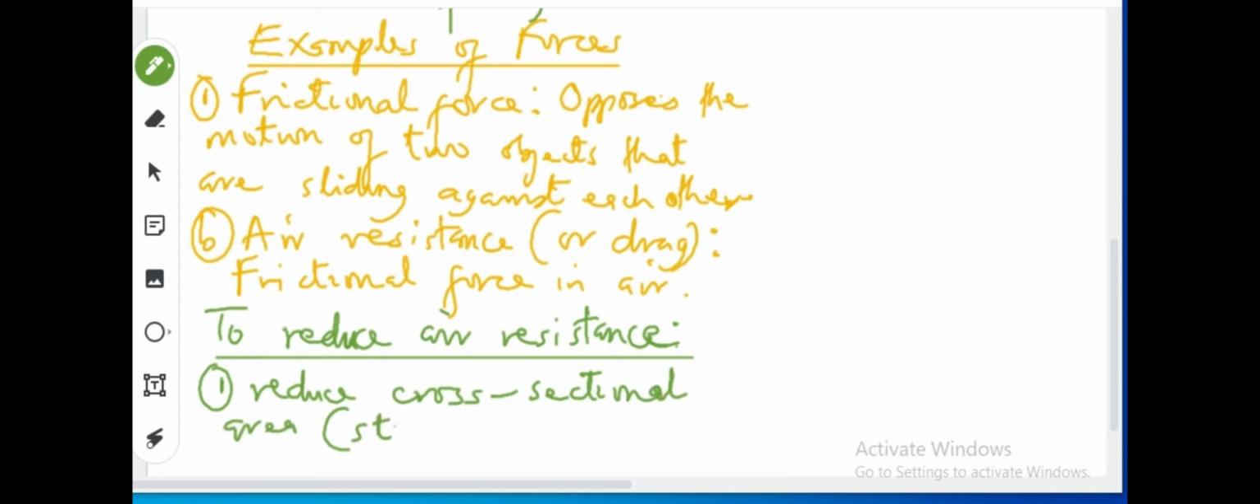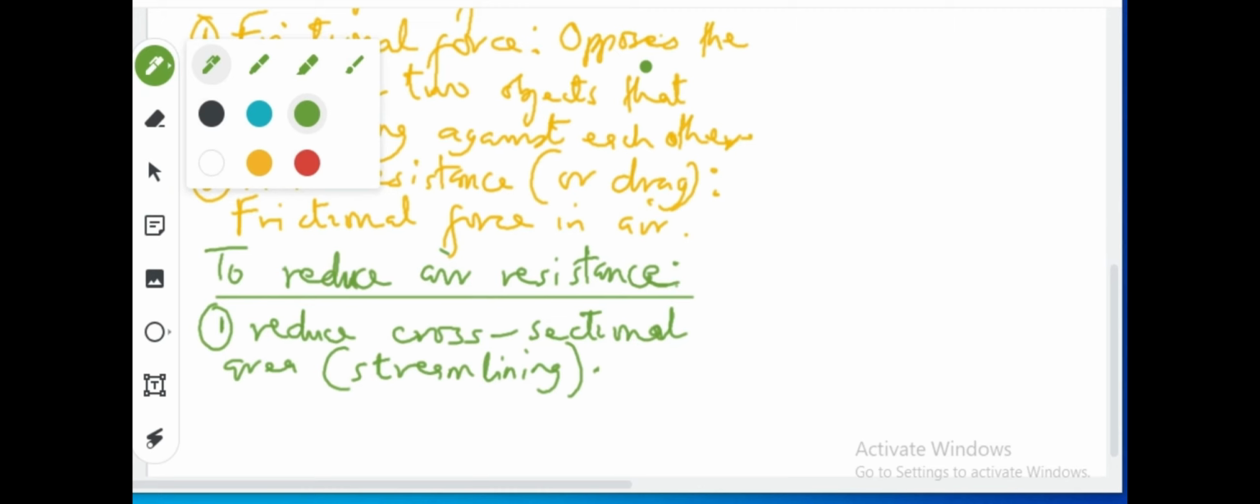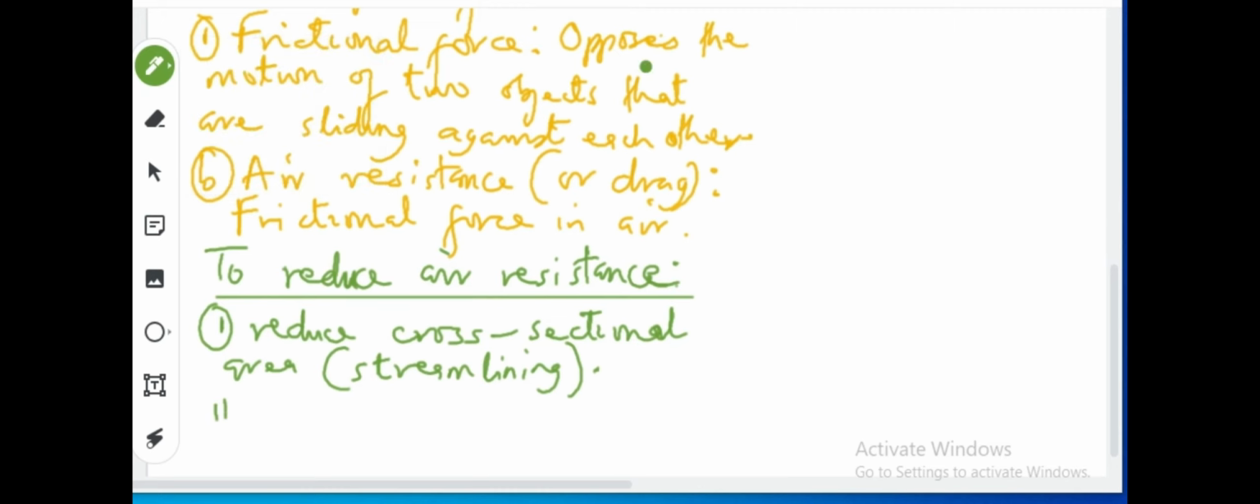Yeah. It's not just in air, even in water, like the ship. You know the way the body of the ship is designed with the point so that it can glide easily through water. Streamlining. Even the fish is naturally streamlined. So reduce cross-sectional area. What other way can you reduce air resistance?